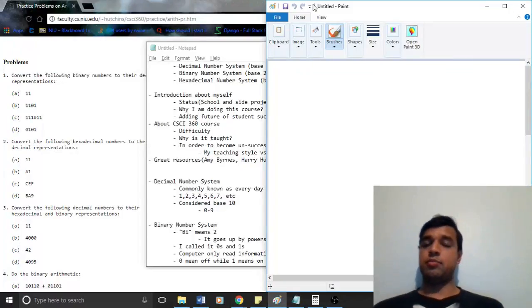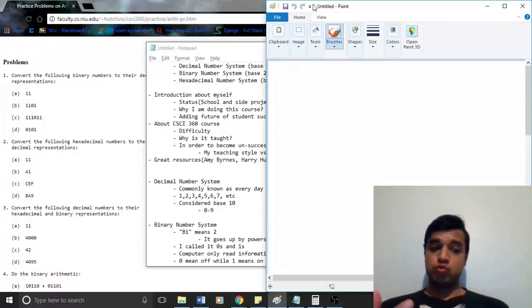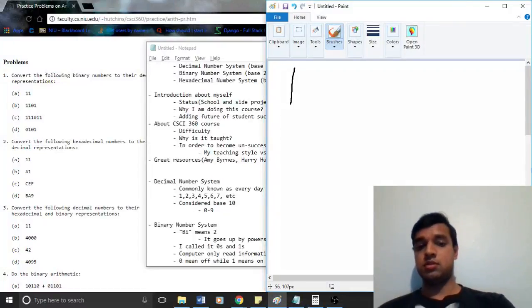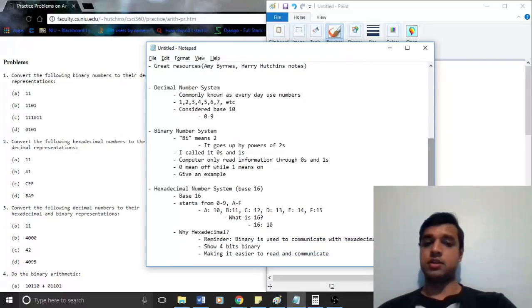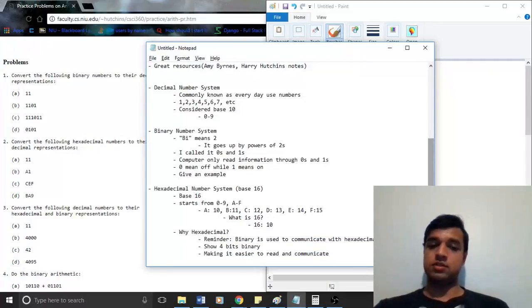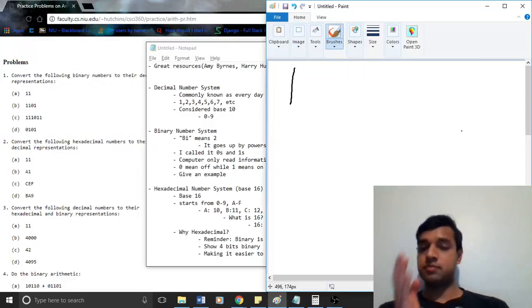So other than binary and decimal, there's one more representation, and that is hexadecimal. Now hexadecimal, as you can tell, is done a little differently. It's done through base 16. This is just a handy note I have in mind. It's done through base 16. And hexadecimal makes it easy for computers to communicate with binary.